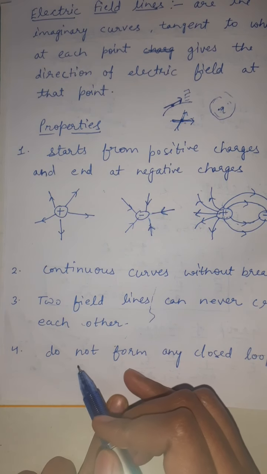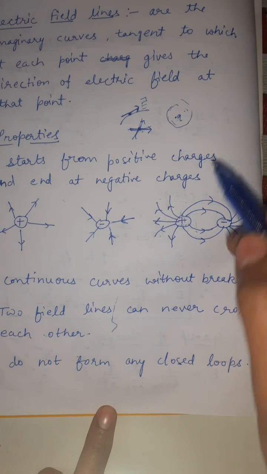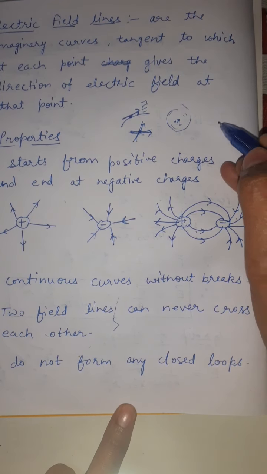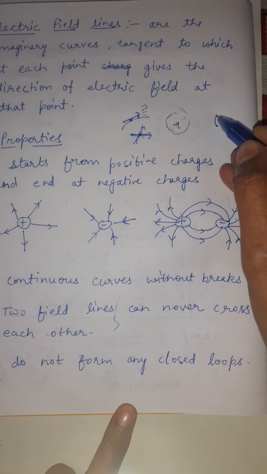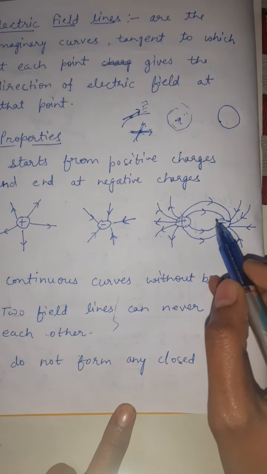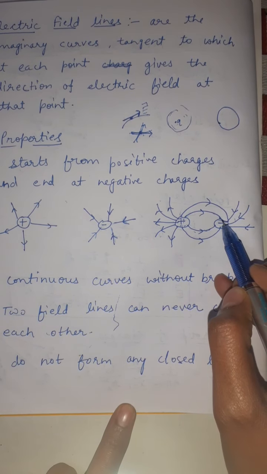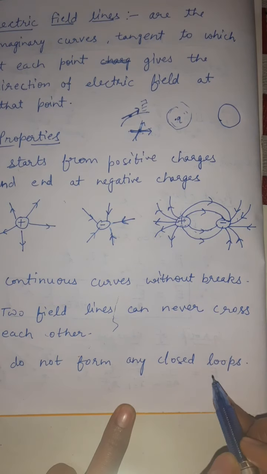The fourth property is that they do not form any closed loops. What does it mean? For a single magnetic pole, there is a closed loop like this, but electric field lines are not forming a closed loop. They are just originating from one end and ending at the second end. So they are not forming closed loops.